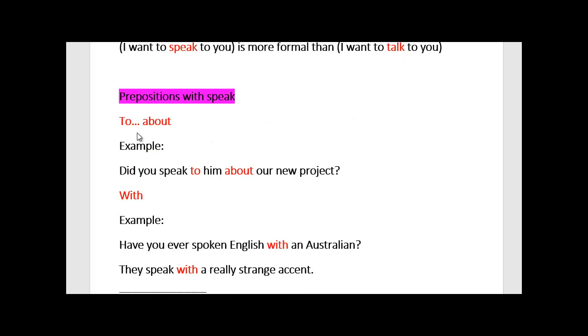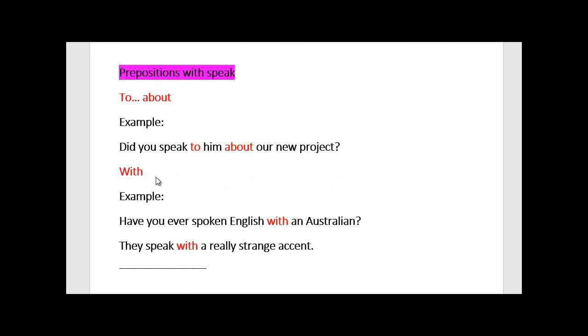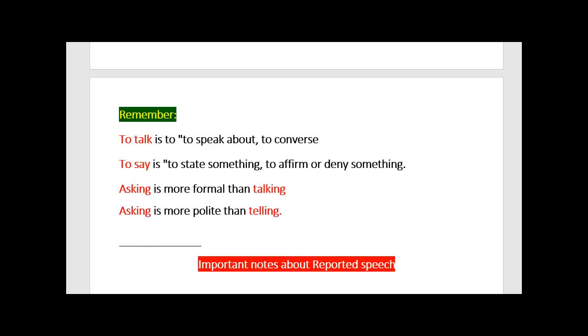Prepositions we use with speak, like to and about. Did you speak to him about our new project? To and about. With is another preposition we use. Have you ever spoken English with an Australian, or they speak with a really strange accent? Yes, here we're using with, to and about as prepositions with speak.